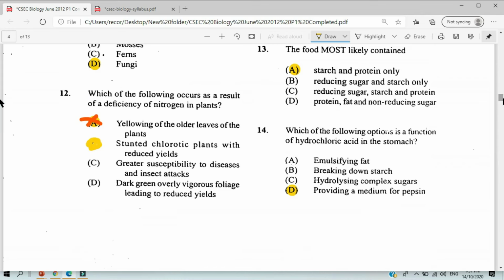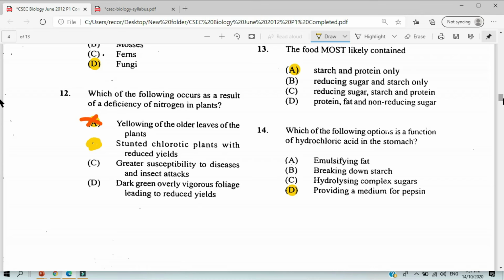Number 12, which of the following occur as a result of a deficiency of nitrogen in plants? Now here you'll see we X'd out A. That was what we got as answer. It says yellowing of older leaf of a plant.